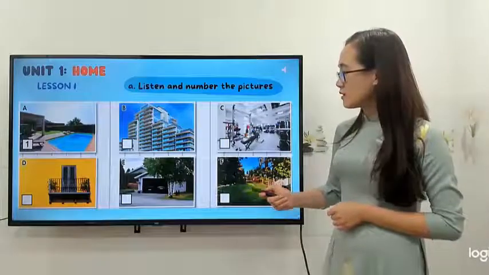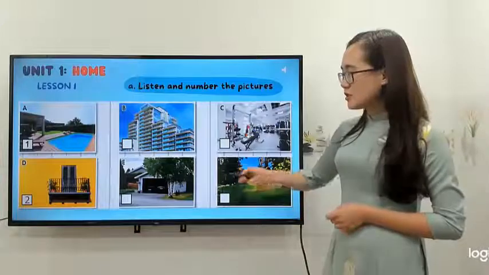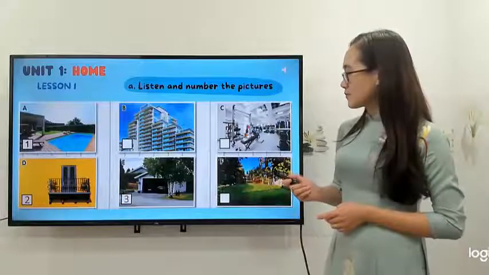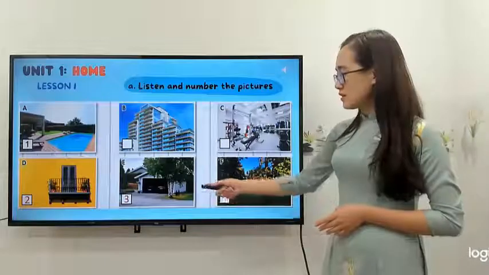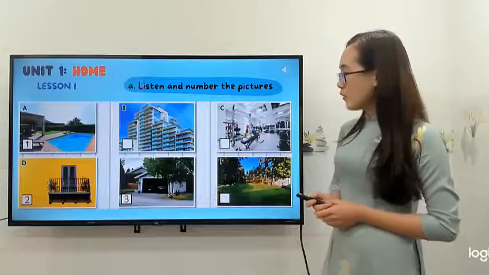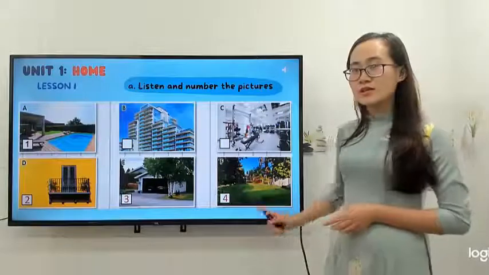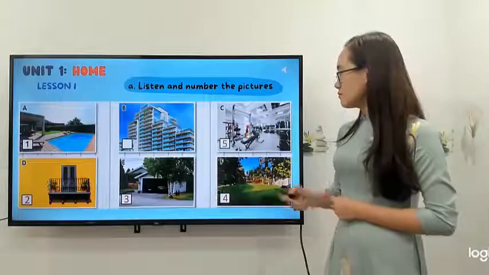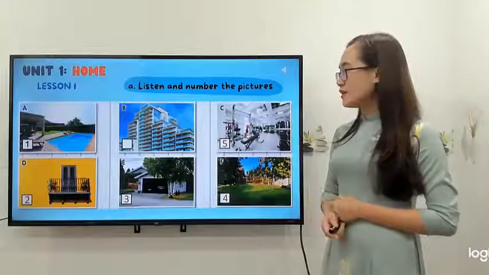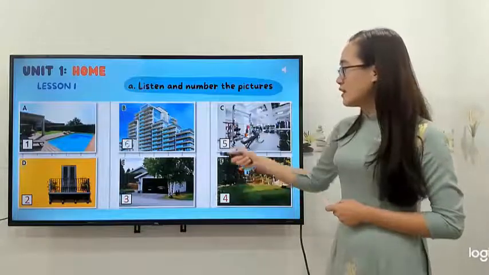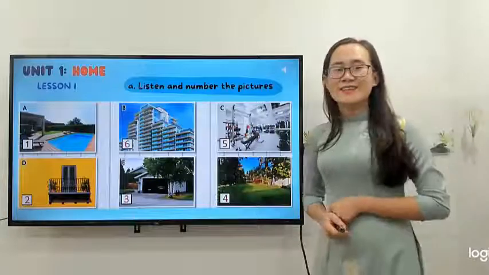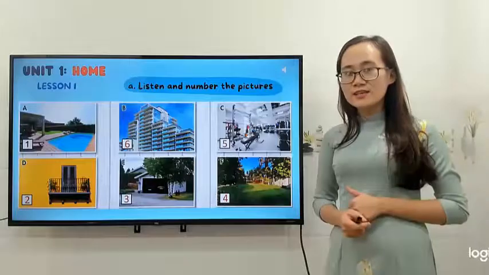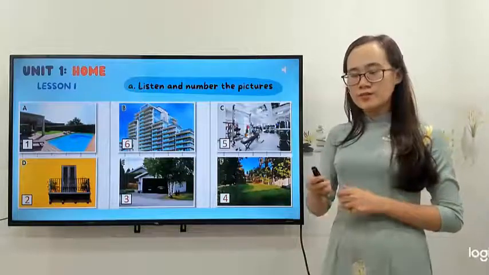Let's see. Good job. Number 2 is a balcony. And number 3? Garage. Number 3 is the garage. Number 4? Number 4 is a yard. A yard. And number 5? A gym. And number 6, of course, this is an apartment. So, do you have all the correct answers? Okay, good job. Thank you very much.